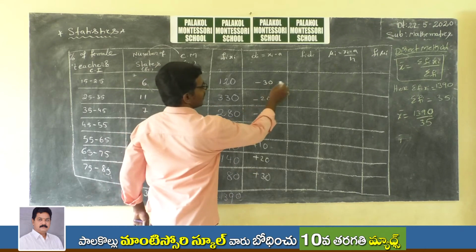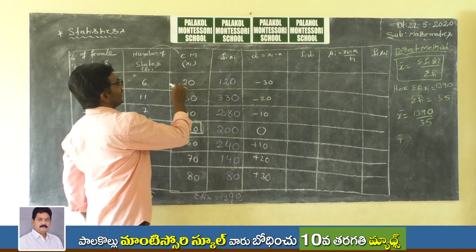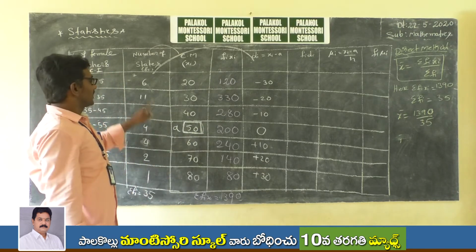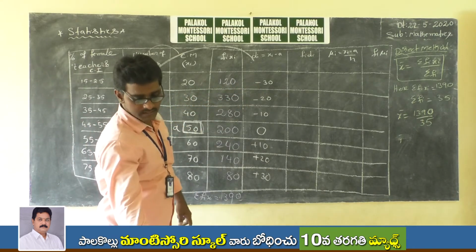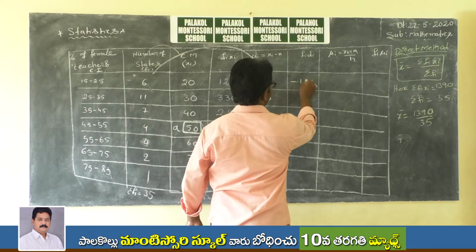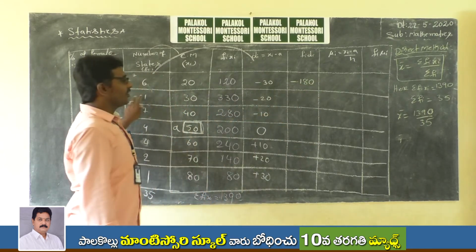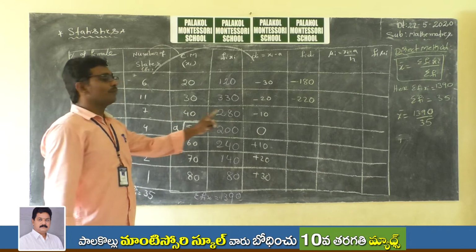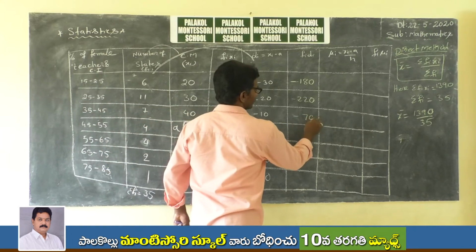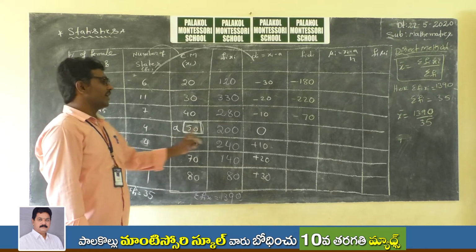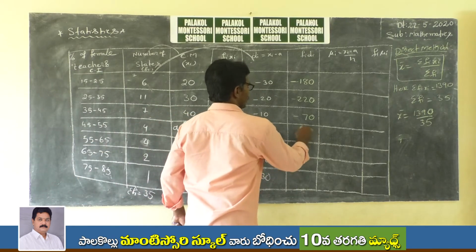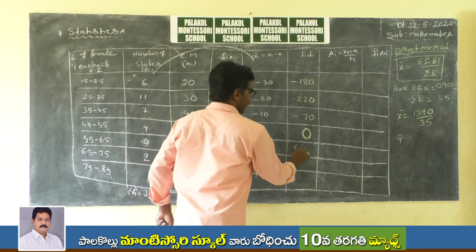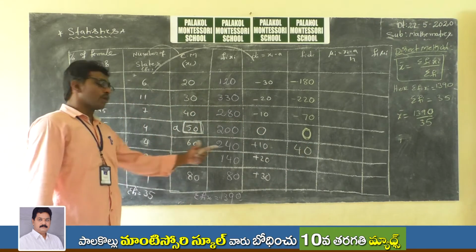Now the f_i d_i column. This is f_i, this is d_i. Multiplication: 6 into minus 30, so minus 180. 11 into minus 20, minus 220. 7 into minus 10, minus 70. Next one, 4 into 0, 0. Next, 4 into 10, 40. 2 into 20, 40.